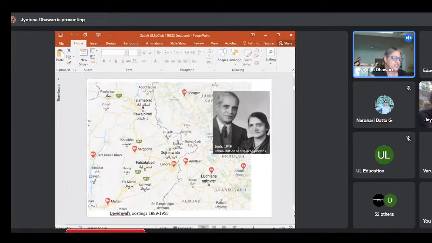Today, when we have just dealt with the grips of a pandemic, we realize the huge importance of public health providers. Satish's grandfather was one of those. This is a picture of my grandparents, Devadayal and Lakshmi. As a judge, Devadayal Dhawan was posted all over undivided Punjab. After partition, he was involved in the rehabilitation of displaced persons, because as you know, millions of people moved across the border during partition.